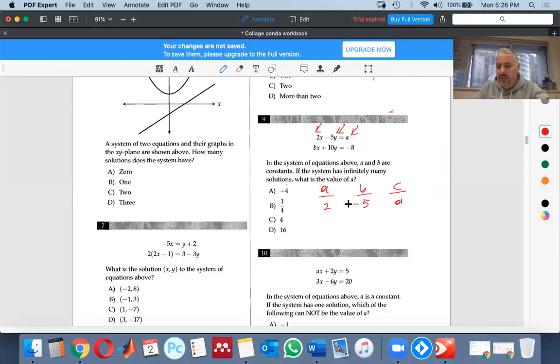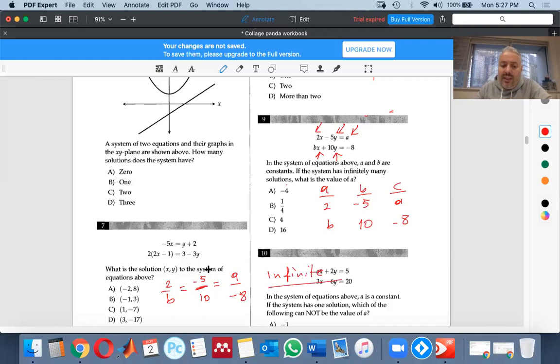What is C? Do not consider this A and this A, it's different, okay? So what is A here? B. What is A here? What is B here? 10. And what is C here? -8. What is the rule? 2 over 10 is equal to -5 over 10 is equal to A over -8. This is true if you have infinite solutions.